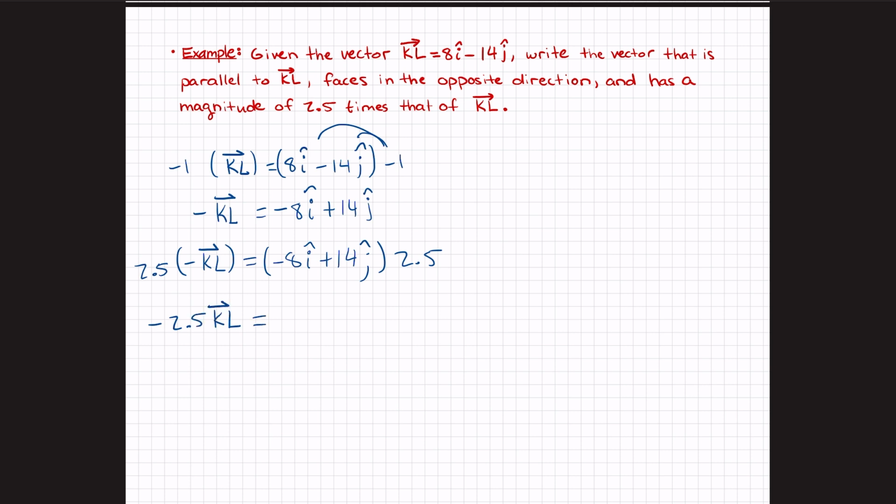And on the right side, I have negative 8 times 2.5. So let's see, 8 times 2 is 16. 8 times 2.5 would then be 20. So negative 20i hat plus, let's see, 14 times 2 is 28. So another 7 on top of that is 35. 35j hat. The vector negative 20i hat plus 35j hat is both 2.5 times longer than the vector 8i hat minus 14j hat, and it's facing in the opposite direction.